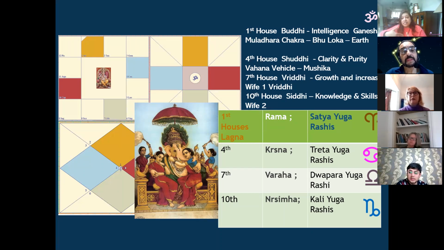And the grahas reside also in our body. They are not just somewhere in the sky. They have a direct influence and a say in our being. And similarly, the very first Cancer house, which is the fourth house, is also the Shuddhi, that is clarity and purity. And it also gives us the vehicle, like Ganesh. Ganesh's vehicle is nothing but Mushika.